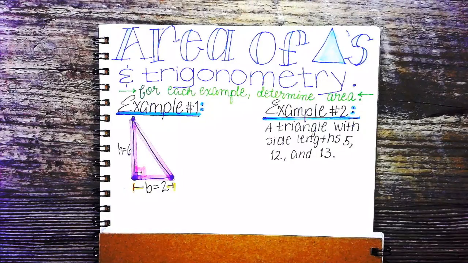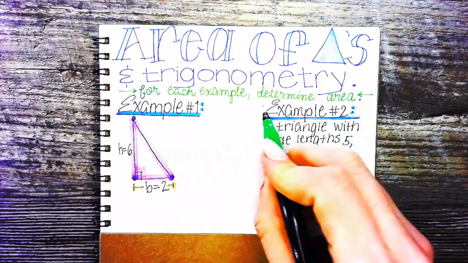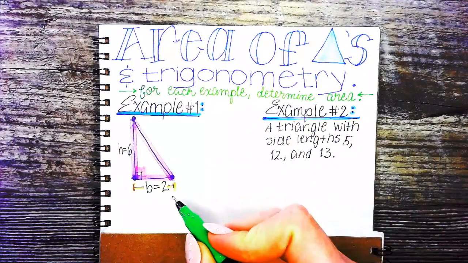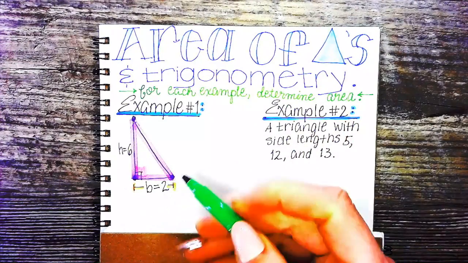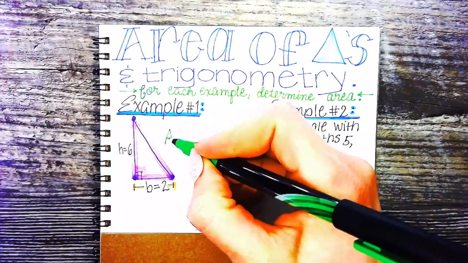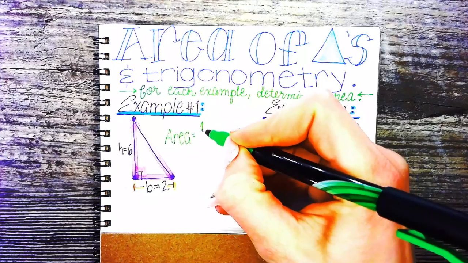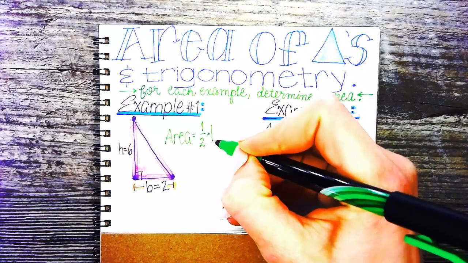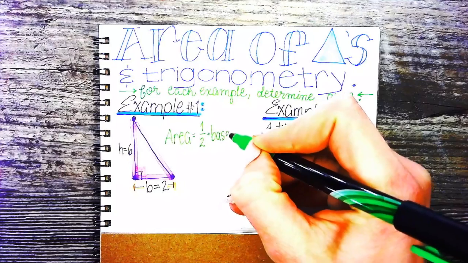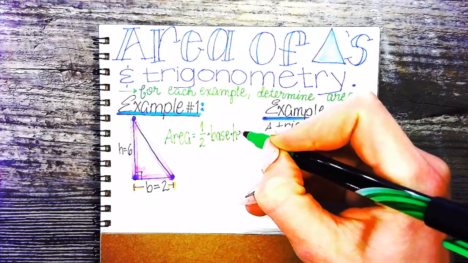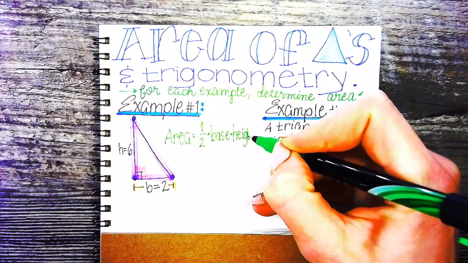Today's lesson is area of triangles in trigonometry. We're going to go through a progression of 10 examples as we discover a new strategy, technique, formula for finding area of triangles. We're going to warm up with example 1, which is pretty straightforward, classic right triangle, and we'll use our reliable formula, area equals 1/2 base times height.